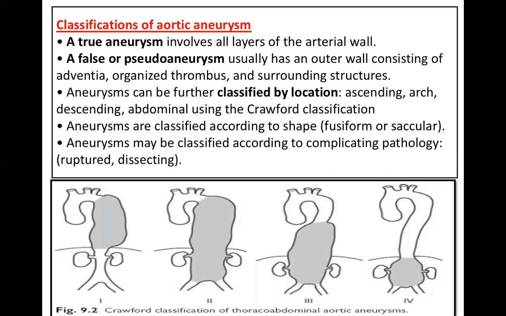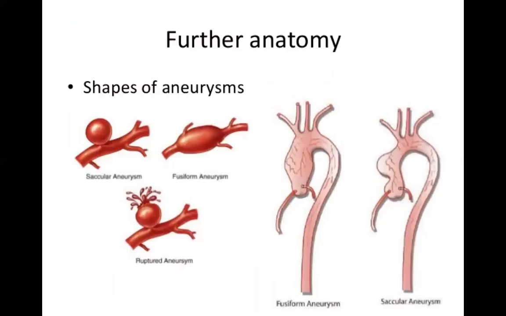Regarding the classification by location, either ascending, arch, or descending, or abdominal by Crawford classification, as you see in the picture. By the shape, it is fusiform or saccular. Mainly the saccular aneurysm is due to ulcer. And regarding the pathology, either ruptured or dissected. So this is the shape of the aneurysm. This is the saccular aneurysm, and the fusiform and the ruptured aneurysm.